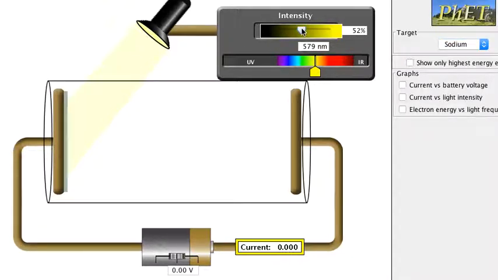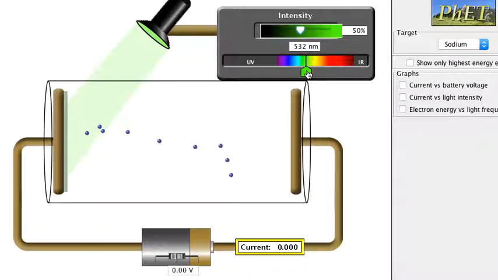As you can see, I can change the intensity up here to be really intense, which just means more and more photons, or really low intensity, which means not a lot of photons. So let's just keep it in the middle to start with. Notice that shining yellow light on the sodium does nothing, but if we increase the intensity, what about green light? Yep, green light is enough to eject electrons off of the surface of that metal.